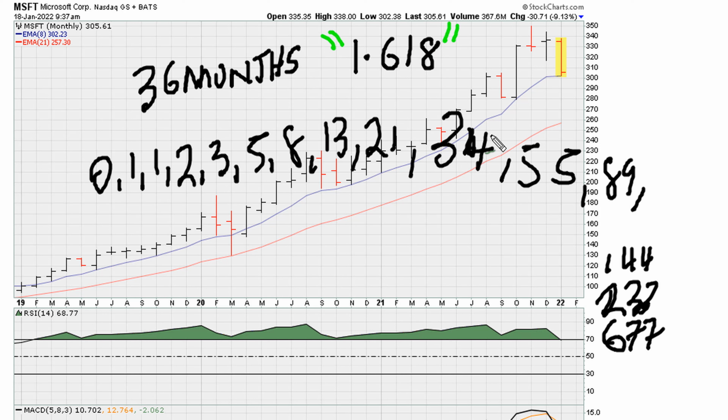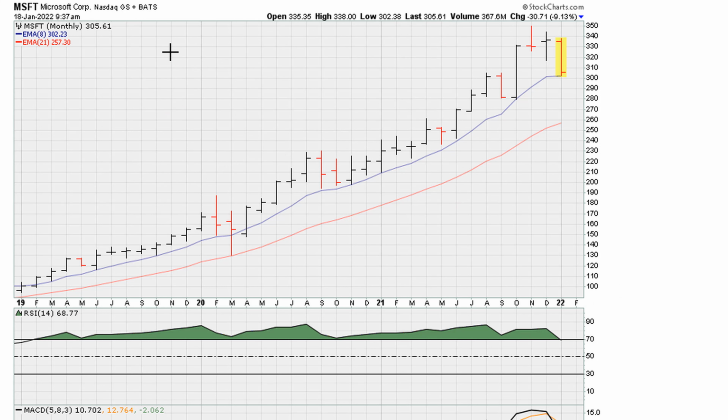So what I want to talk about here is 34. Instead of 36 months, why don't we adjust it to 34 months to keep it consistent with the sequence, the Egyptian sequence, as I refer to it. Now, let's go to 34 months.